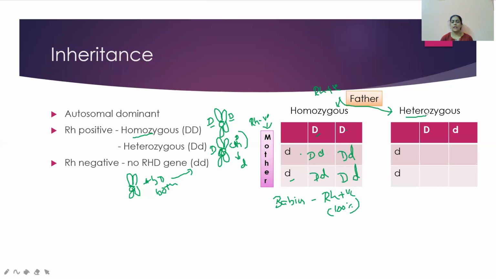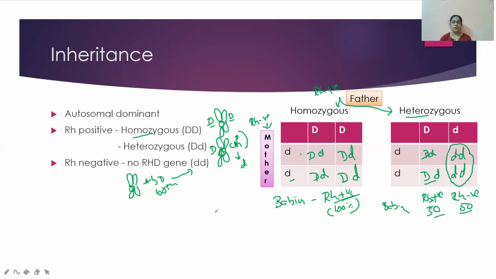Suppose you see the heterozygous case. If you match and write capital D and small d, because both are small, you combine and write like this. So what are these individuals? These babies are Rh negative, whereas these individuals are Rh positive. Though they are heterozygous, they are still Rh positive. Here also they are heterozygous, but still Rh positive. So it is a 50-50 chance: 50% Rh positive, 50% Rh negative.